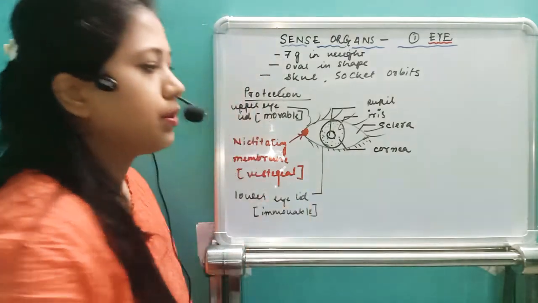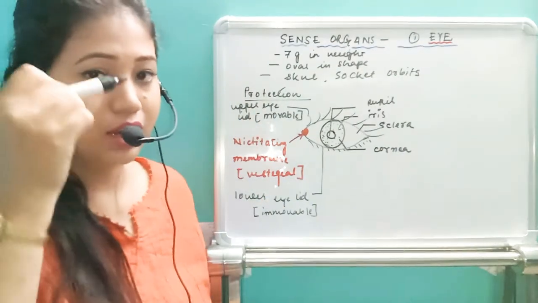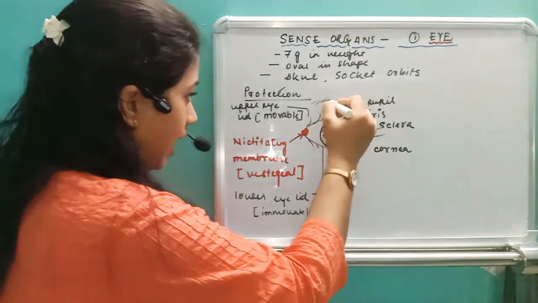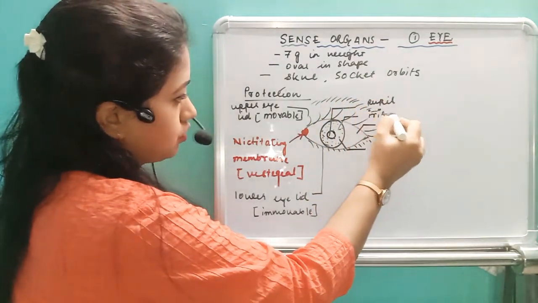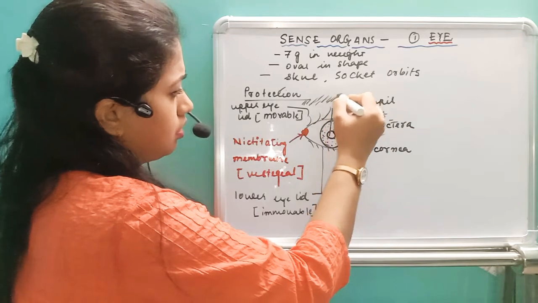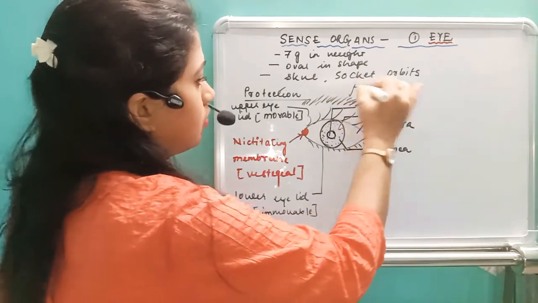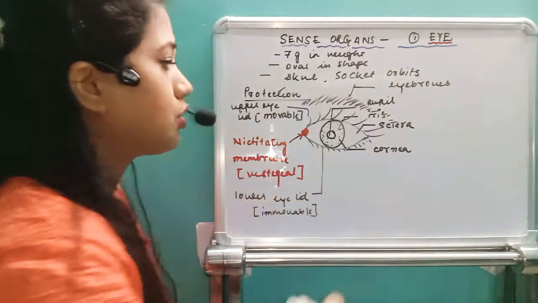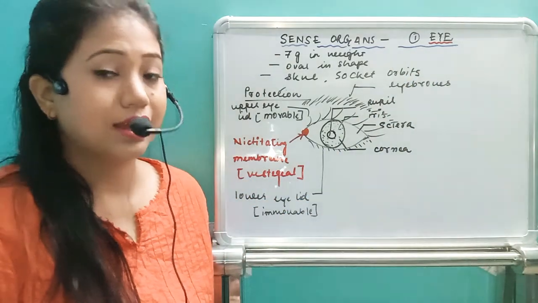So this is the lower eyelid which is immovable. Remember. Next thing we need to know, above that we are going to have the eyebrows. So here we are going to have the eyebrows also. So what are the functions of these eyebrows and eyelashes?